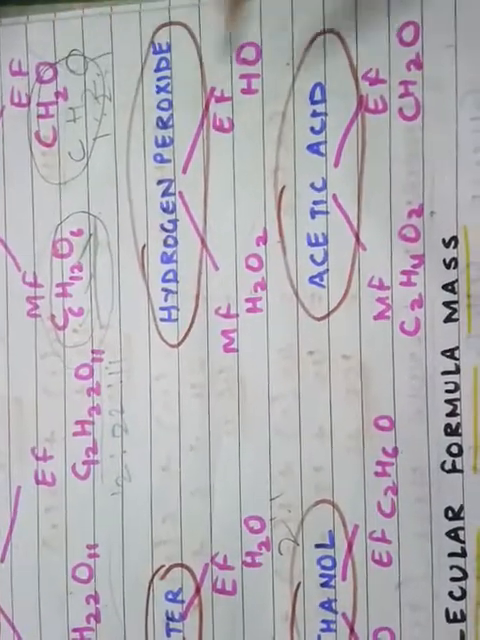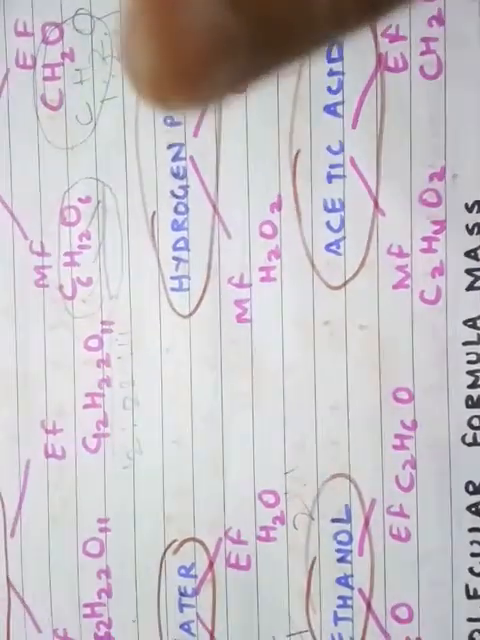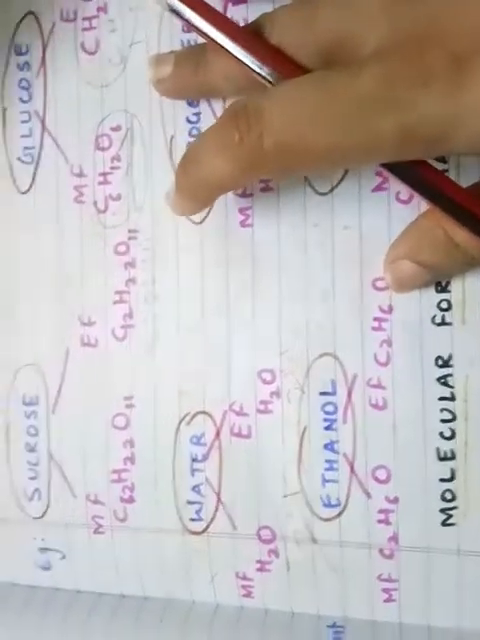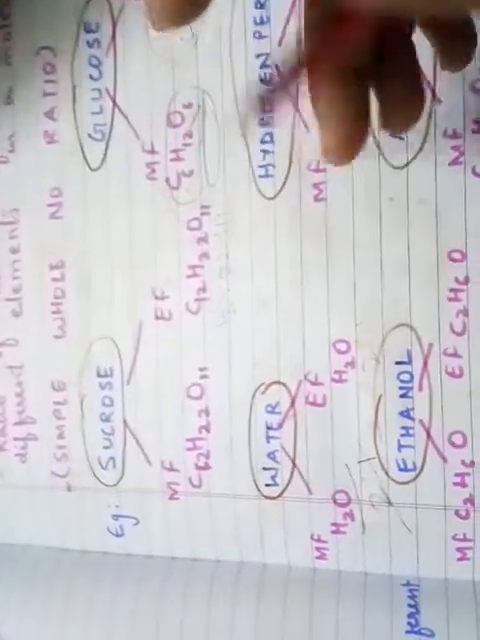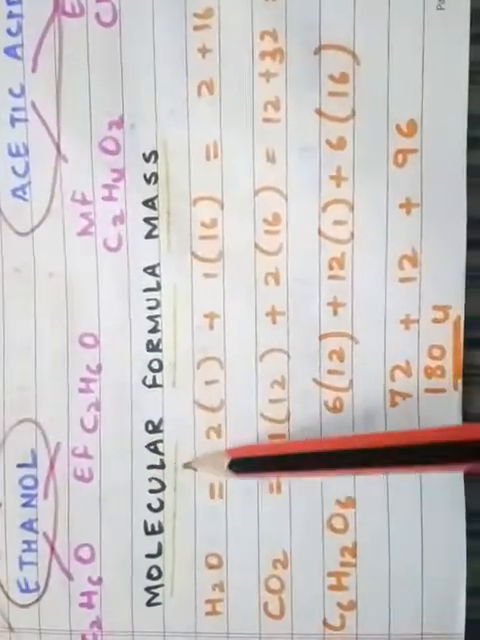ठीक है, तो ग्लूकोज और एसिटिक एसिड के दोनों के एम्पिरिकल फॉर्मूला सेम है, बट कभी भी मॉलिक्यूलर फॉर्मूला किसी भी दो मॉलिक्यूल का सेम नहीं होता. सो एम्पिरिकल फॉर्मूला टेल्स अस ओनली अबाउट द रेशियोज ऑफ द एटम्स ऑफ डिफरेंट एलिमेंट. मॉलिक्यूलर फॉर्मूला टेल्स अस अबाउट द एग्जैक्ट नंबर. नेक्स्ट इज मॉलिक्यूलर फॉर्मूला मास.